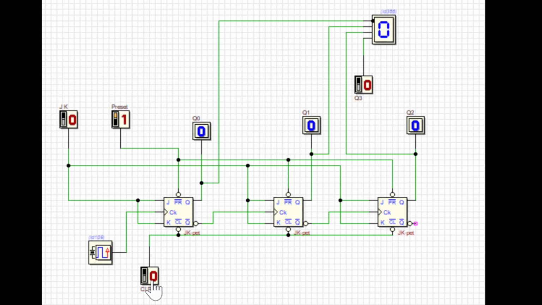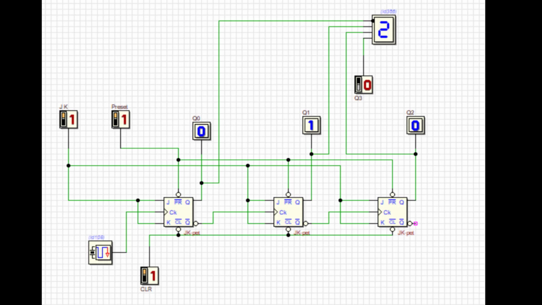Now I'm going to make my clear 1. That means all the flip-flops are going to do the JK flip-flop operation. Now I'm going to switch on J equals 1 and K equals 1. The moment I make J equals 1, K equals 1, my counter starts counting from 0 to 7, then 7 to 0 again. Let's run the simulation. I made my clock frequency 0.5 hertz, which means every 2 seconds you are going to see a change in the decimal number.